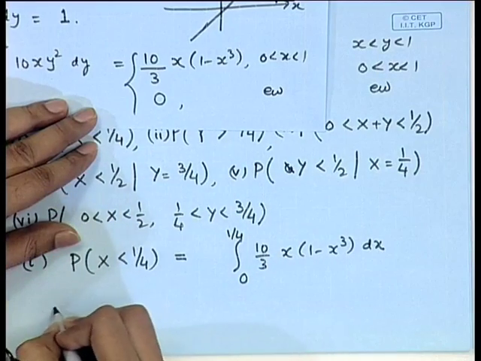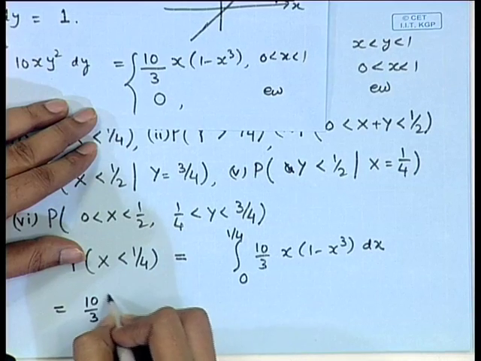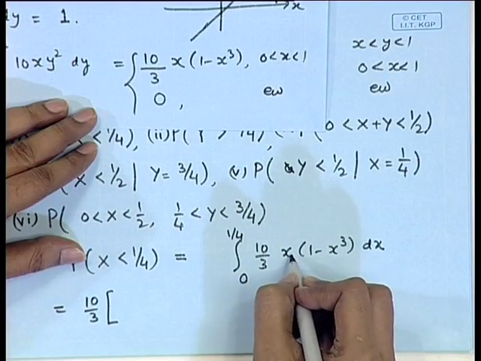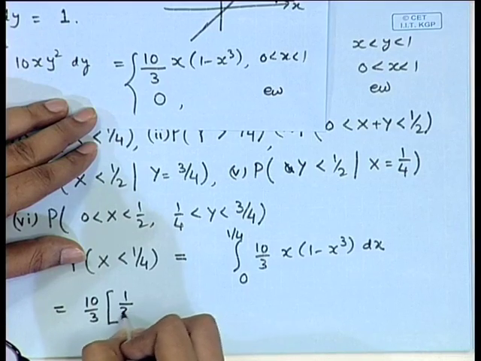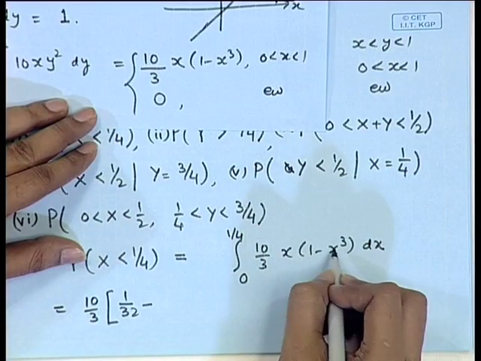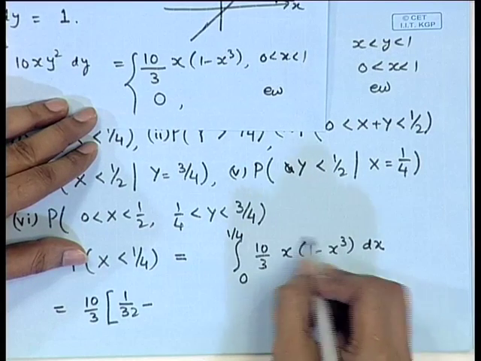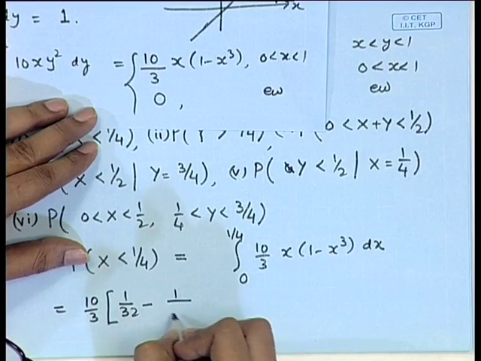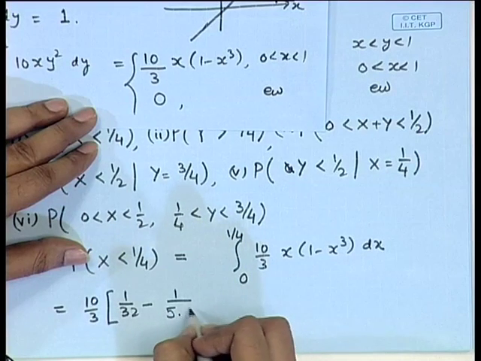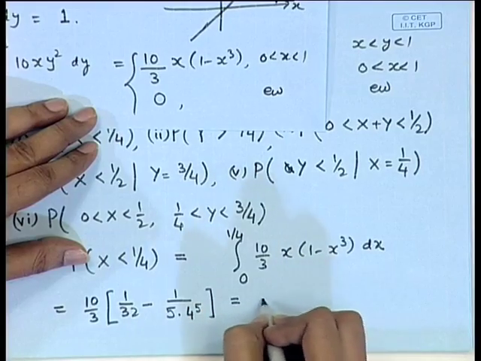So, this can be evaluated easily. 10 by 3, now the integral of x is x square by 2, so this is giving you 1 by 32, minus the integral of x to the power 4, that is x to the power 5 by 5. So, 1 by 5 into 4 to the power 5. So, this can be simplified.